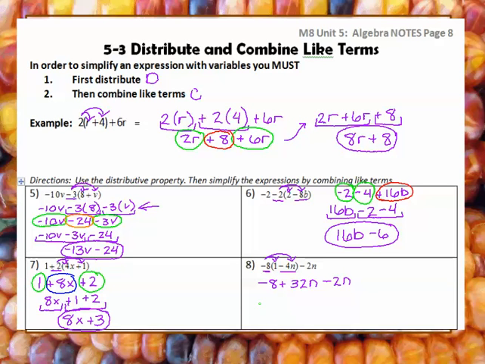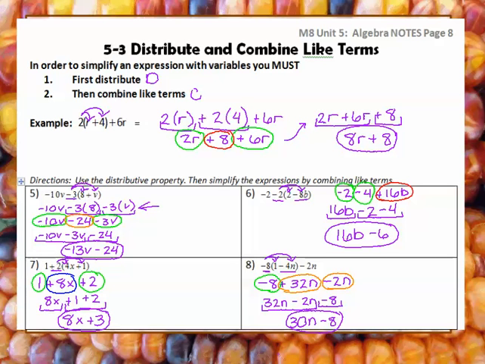Then I ask myself, do I have any combining like terms? Well, I have a constant here, no other constants. And then I have this positive 32n and the negative 2n. I'm going to put my letters first, so 32n minus 2n minus 8. Then I can combine these two here. 32 minus 2 gives me 30n, and then I have minus 8. I combined these two here first, and then I did the 8. So there is my final answer.